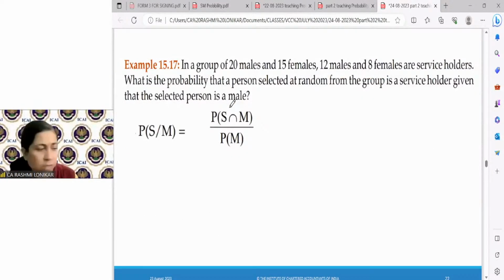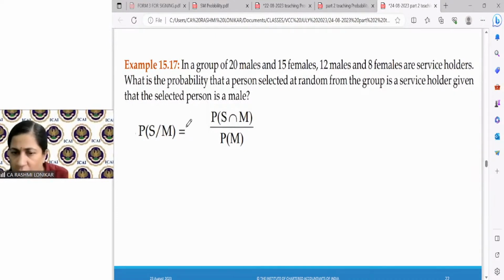15.17. Okay, next sum is 15.17. In a group of 20 males and 15 females, 12 males and 8 females are service holders. What is the probability that a person selected at random from the group is a service holder given that the selected person is a male?